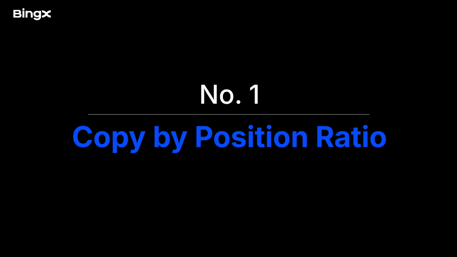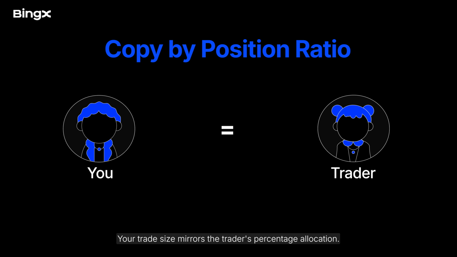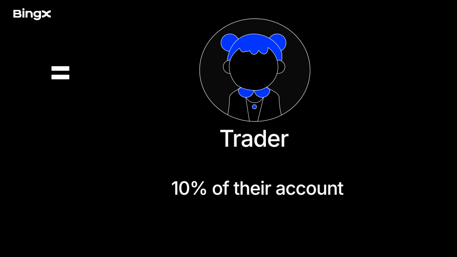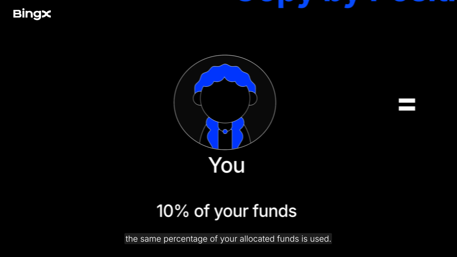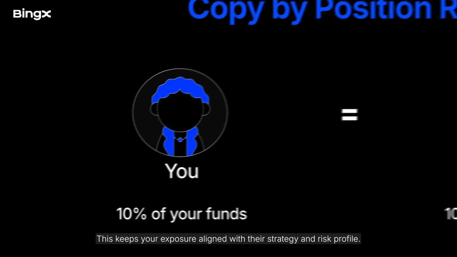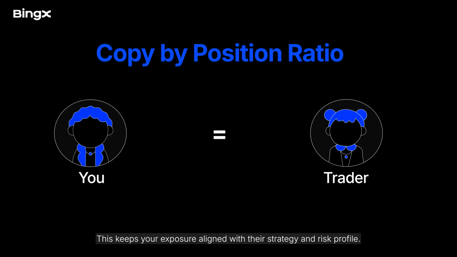The first one, copy by position ratio. Your trade size mirrors the trader's percentage allocation. If they open a position using 10% of their account, the same percentage of your allocated funds is used. This keeps your exposure aligned with the strategy and risk profile.